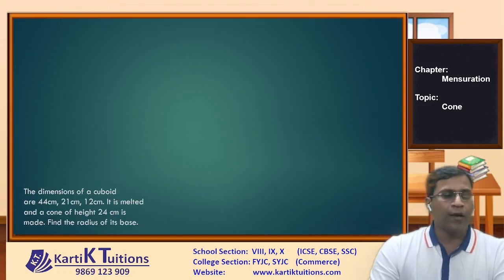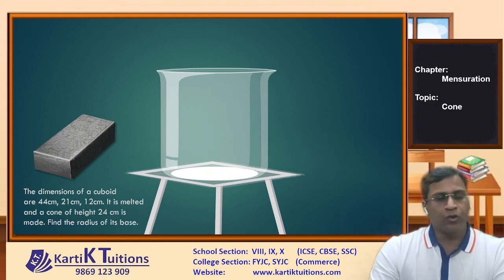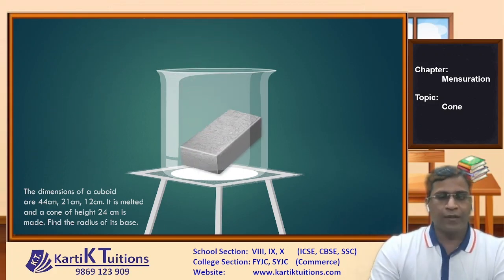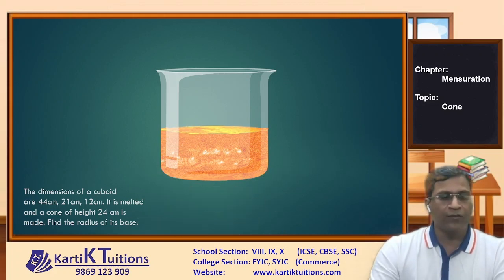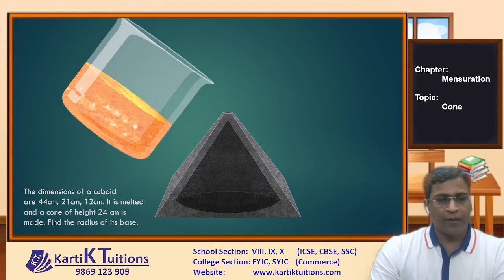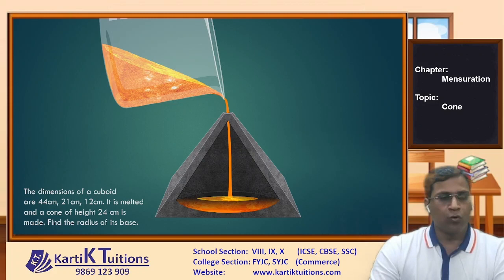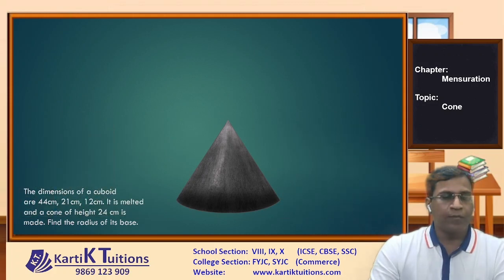The dimensions of a cuboid are 44 centimeter, 21 centimeter, 12 centimeter. It is melted and a cone of height 24 centimeter is made. Find the radius of its base. देखो, what is given? We have a cuboid जिसका length, breadth, height is given to us. अभी उसको melt कर दिया है. So by heating it, it goes into liquid state. Now when we do that, what is done? It is cast into a cone of height 24 centimeter. अभी उसको cone shape में cast कर दिया, तो उसके लिए cone के cast में डालेंगे, तब जाके वो cone देगा हमें. Now when we do that, we get a cone where the height is nothing else but 24 centimeter.